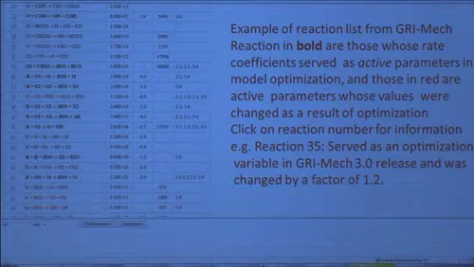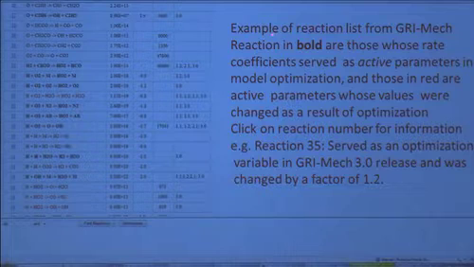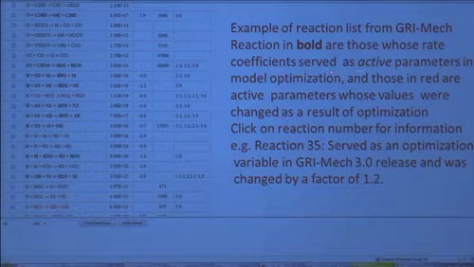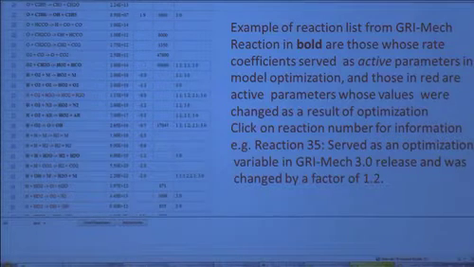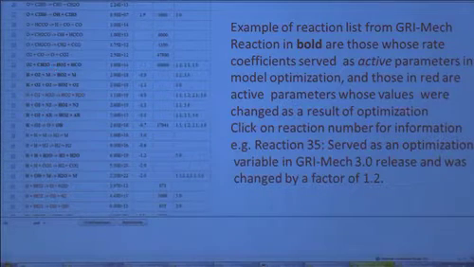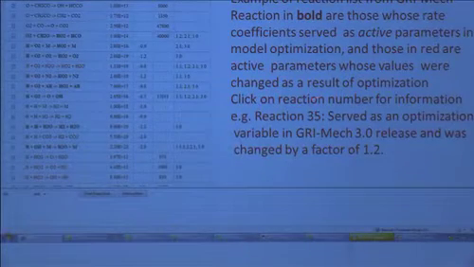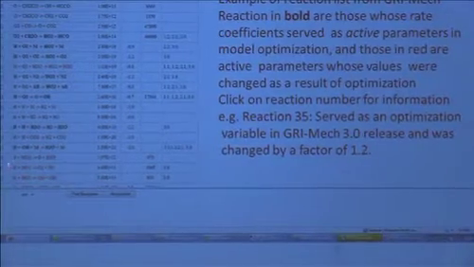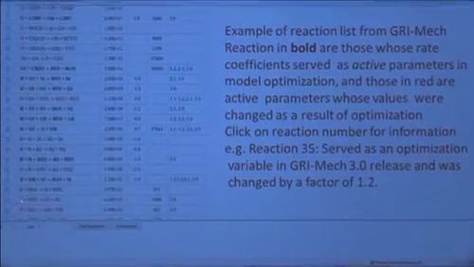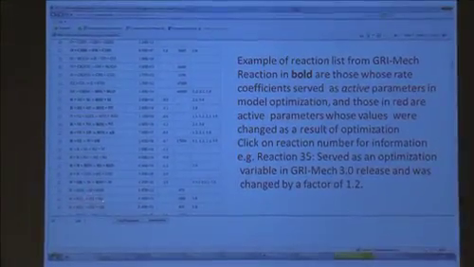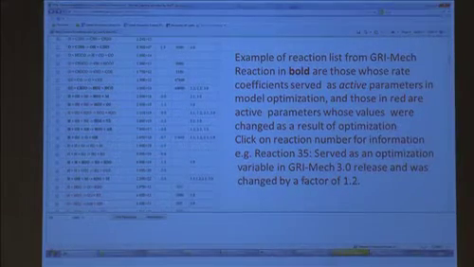So this is a listing of some of the reactions from GRIMEC. And the reactions in bold are those whose rate coefficients served as active parameters in the model estimation. So they didn't tune everything. They tuned the ones which are in bold. And those in red are active parameters whose values were changed as a result of the optimization. And so notice down here, these are those two key reactions that we talked about, H plus HO2 going to O2 plus H2, and H plus HO2 going to OH plus OH.